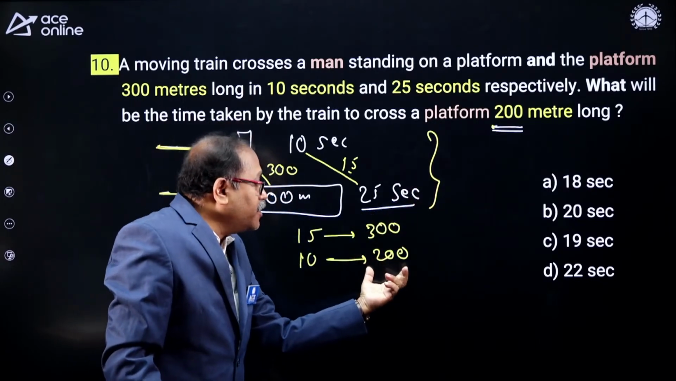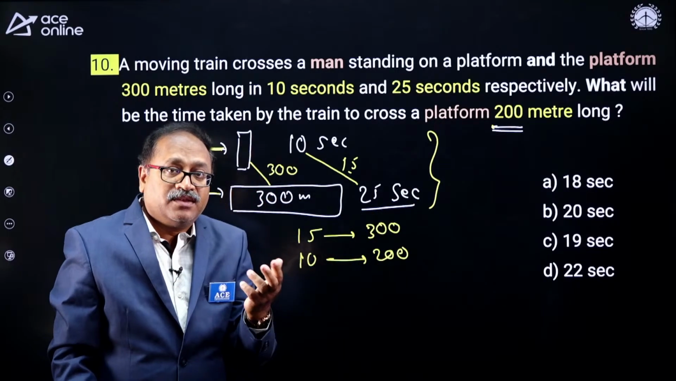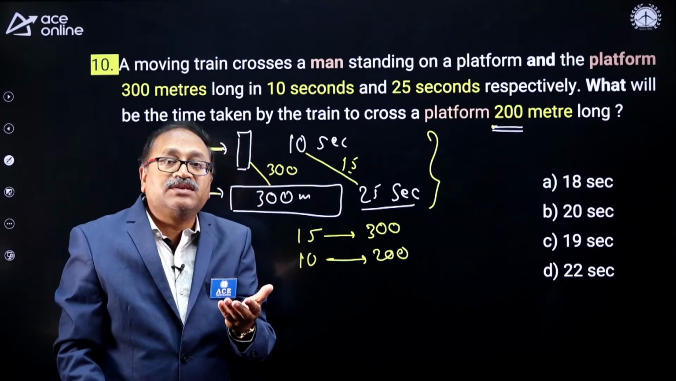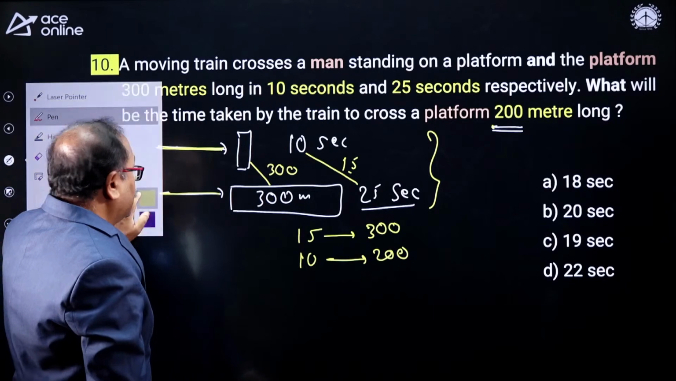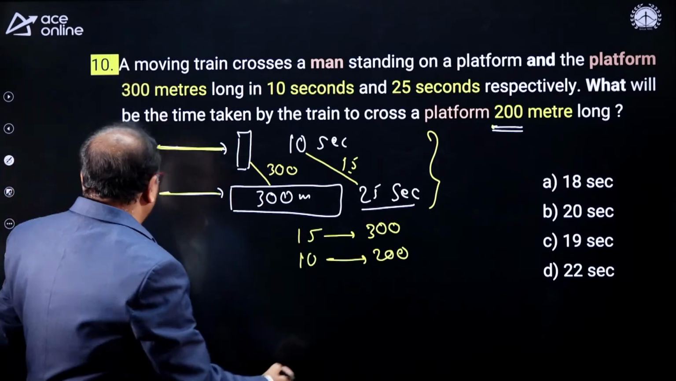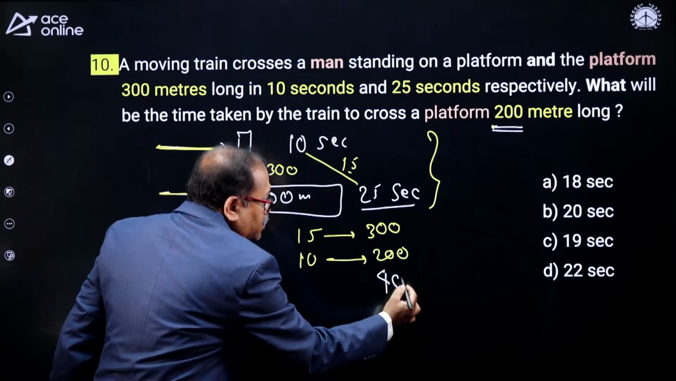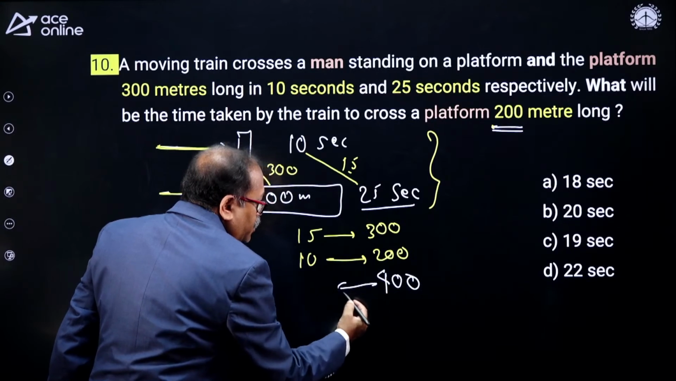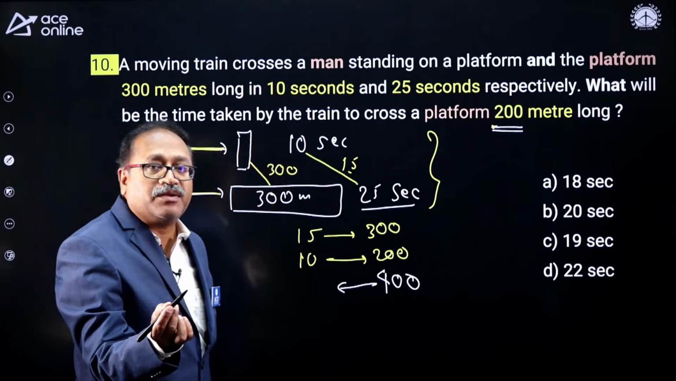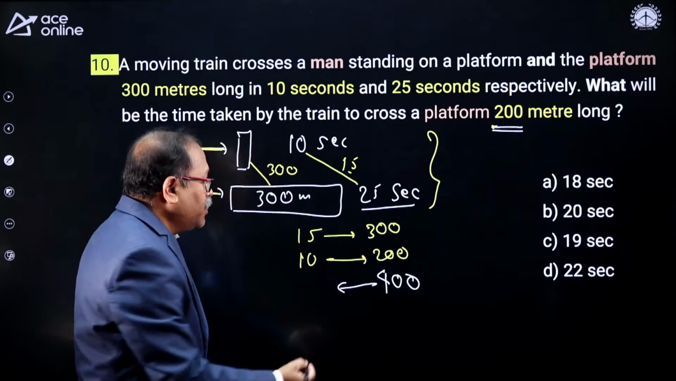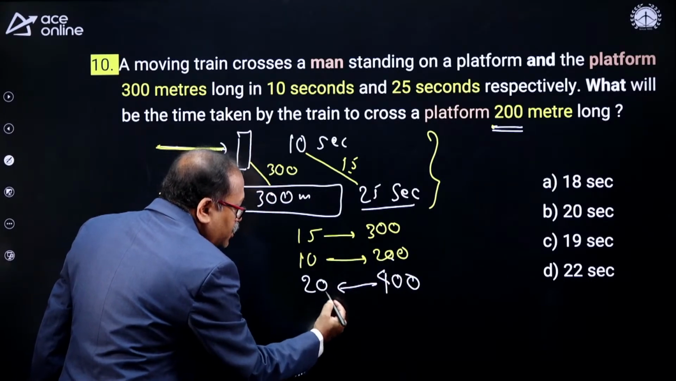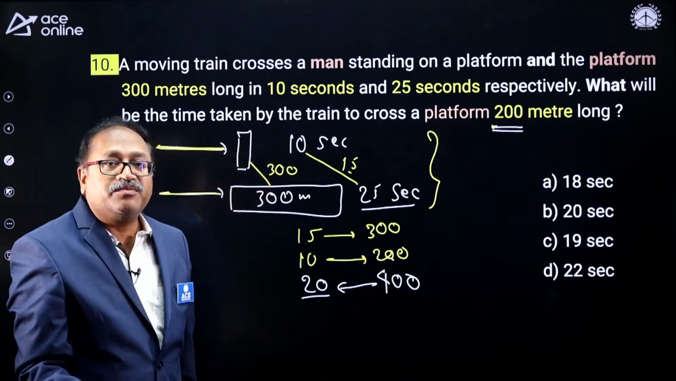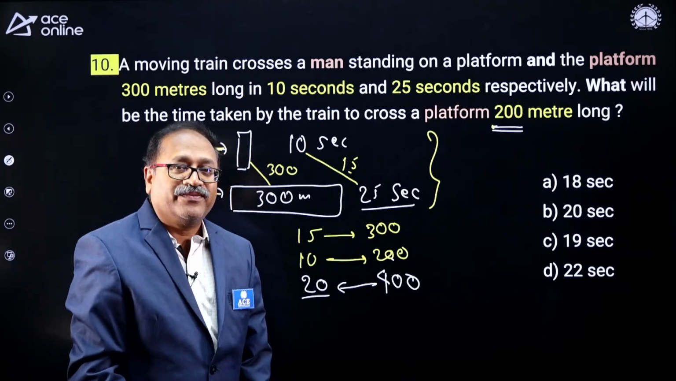So if 200 meters takes 10 seconds, then 400 meters takes how many seconds? It is directly proportional. The more the distance, the more the time. The less the distance, the less the time. So in the case of 400, it will take 20 seconds to cross a 400 meter long platform.